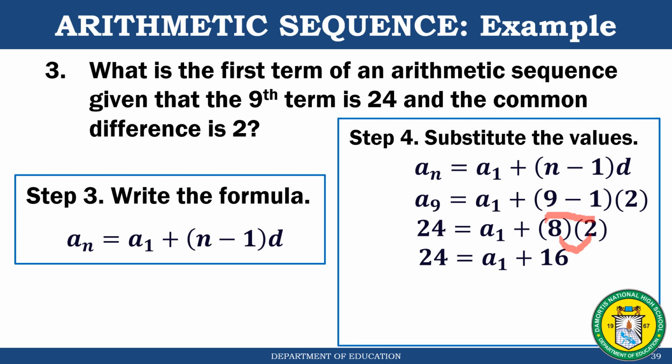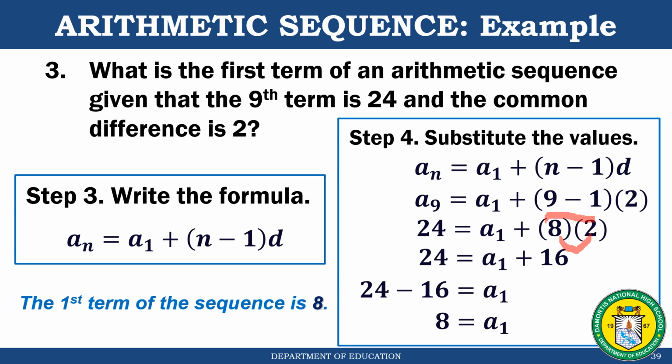Correct. We're going to transfer 16 to the other side of the equation. So, what happens to 16? Okay, very good. The sign of 16 becomes negative. So, we have now 24 minus 16 is equal to a sub 1. And what will be the first term now? So a sub 1 is equal to 8. Did you get it? Okay, so the first term of the sequence is 8.